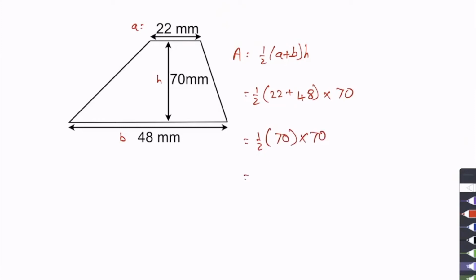Now, to work this out, you can either do half times 70, which is 35, and then 35 times 70, but it might be easier to do 70 times 70 first. Well, 70 times 70, 7 times 7 is 49. We've got 2 zeros, so it's 4,900. So it's just a half times 4,900. So now we need a half of 4,900, which is 2,450. And we check the units, and it's in millimeters, so it's millimeters squared.